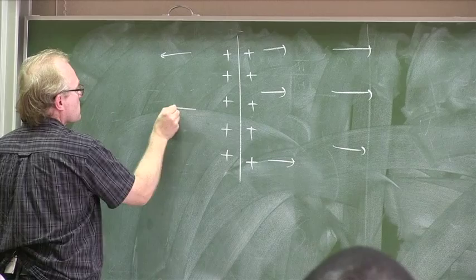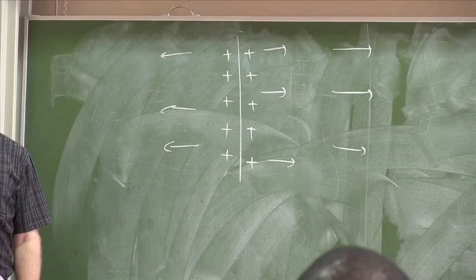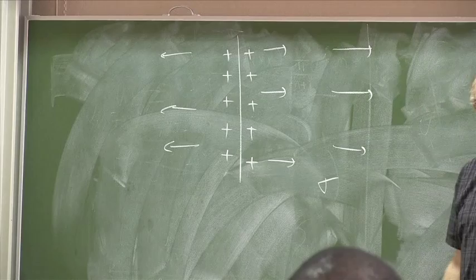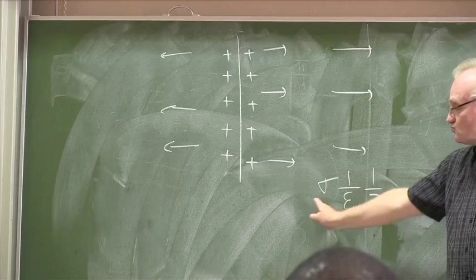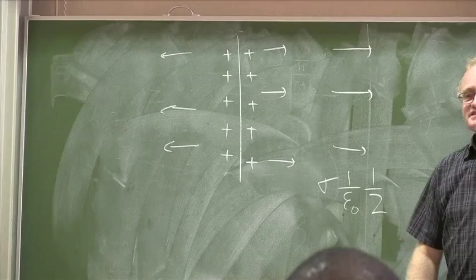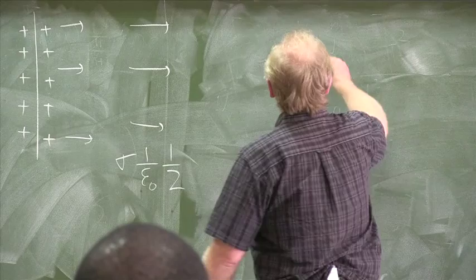Can somebody tell me what is the magnitude of the electric field? Sigma, the surface charge density. It's 1 over epsilon 0 for the medium, 1 over 2 because there's two directions for the field to go. And what is sigma in terms of Q? Q over A. Good. So sigma is equal to Q over A.